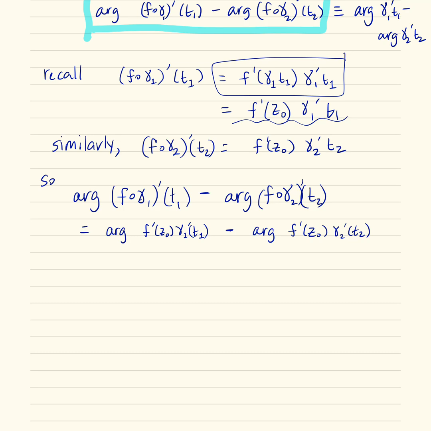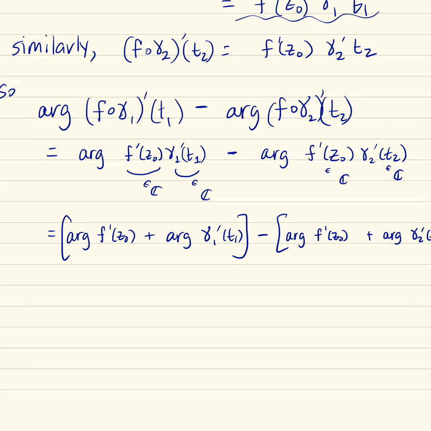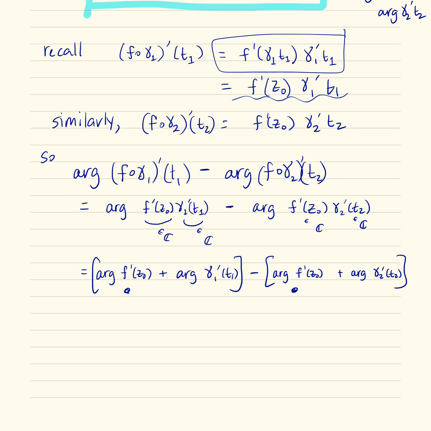Now, this is a complex number, and this is a complex number. So the argument of the product is the sum of the arguments. So this is going to be the argument of f prime of Z naught plus the argument of gamma 1 prime of T1, minus, we'll do the same thing here, right? The argument of the product is equal to the sum of the arguments. So we'll have the argument of f prime of Z naught plus the argument of gamma 2 prime of T2. And now we're happy because this term and this term are going to cancel each other out. So we're just left with the argument of gamma 1 prime T1 minus the argument of gamma 2 prime T2, right?